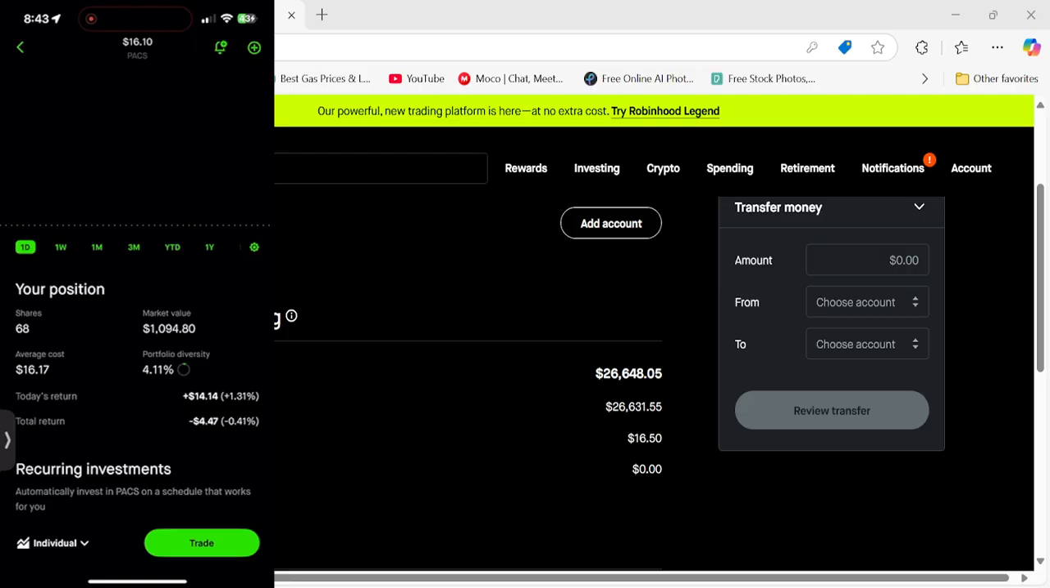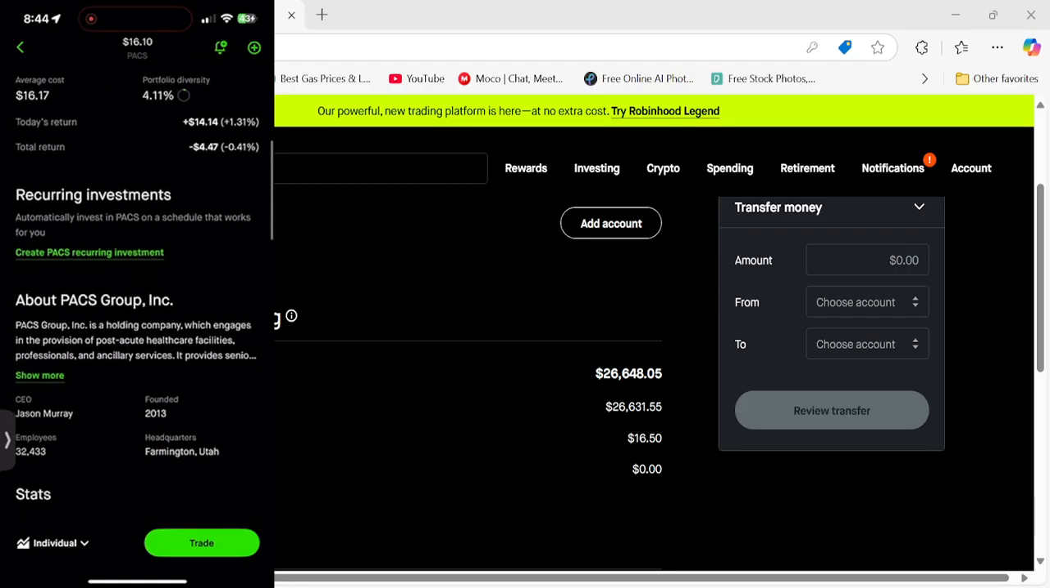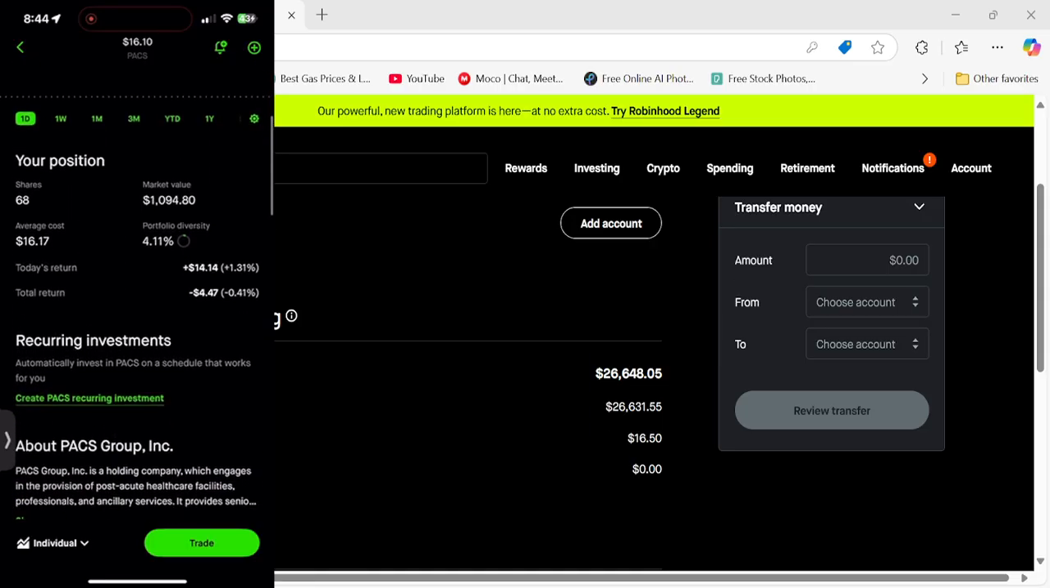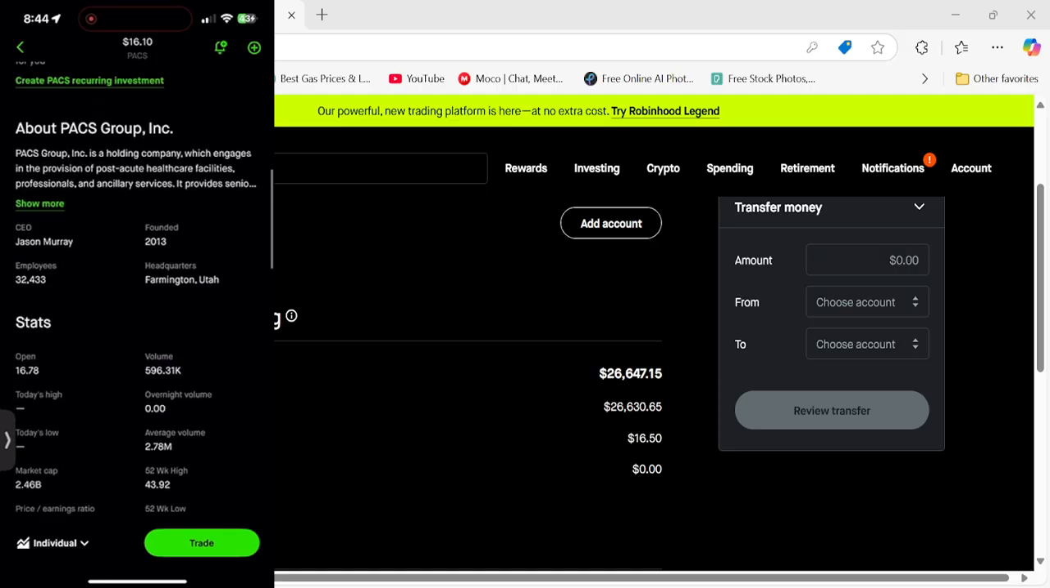That's what they're saying. My average cost is $16.17 per share, and I have 68 shares. I am negative $4.47 because it's 7 cents cheaper than my stock price. So over 68 shares, 7 cents times 68 equals 447. That is the negative 447 that I am down right now.